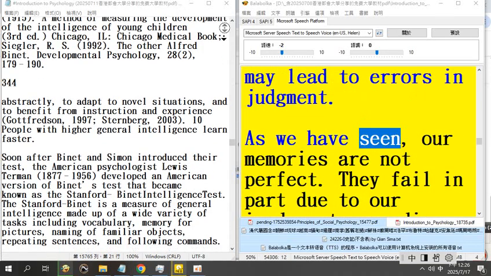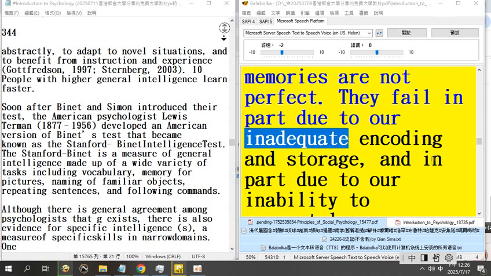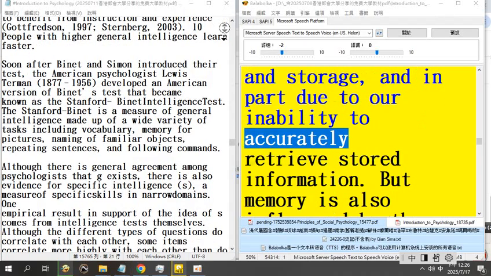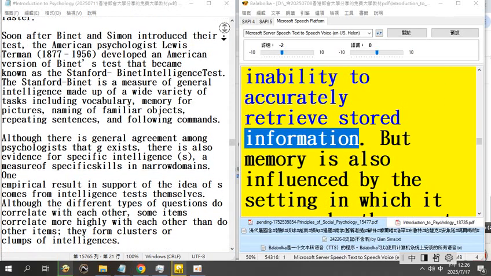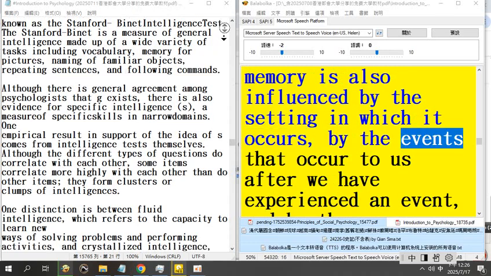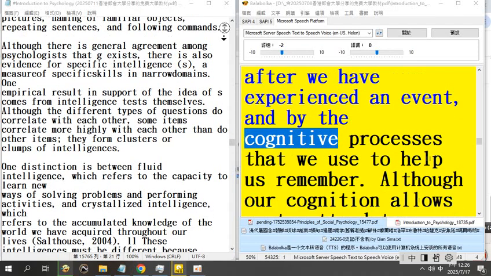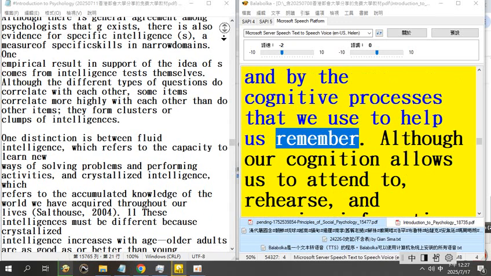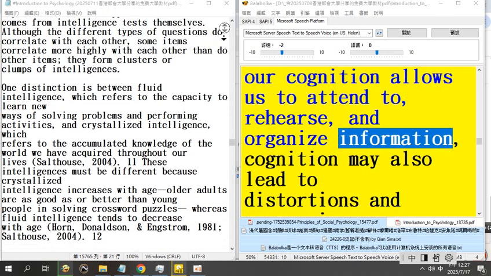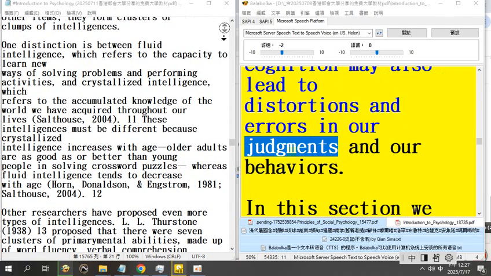As we have seen, our memories are not perfect. They fail in part due to our inadequate encoding and storage, and in part due to our inability to accurately retrieve stored information. But memory is also influenced by the setting in which it occurs, by the events that occur to us after we have experienced an event, and by the cognitive processes that we use to help us remember. Although our cognition allows us to attend to, rehearse, and organize information, cognition may also lead to distortions and errors in our judgments and our behaviors.